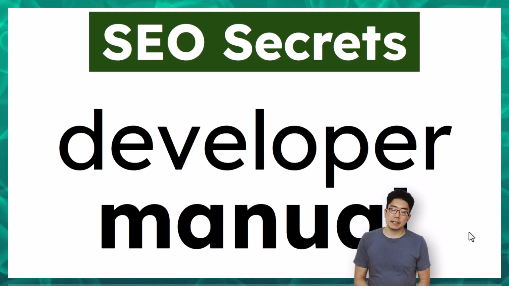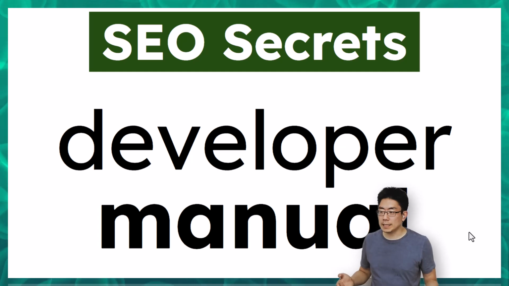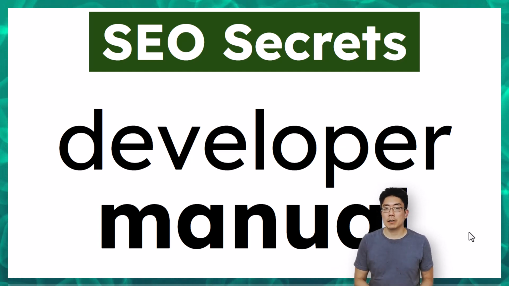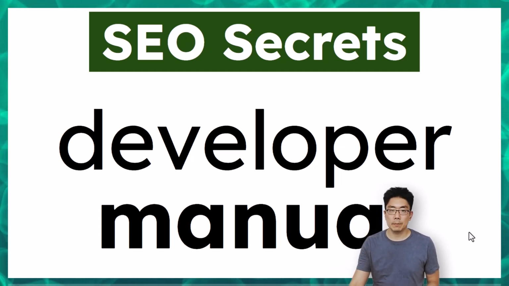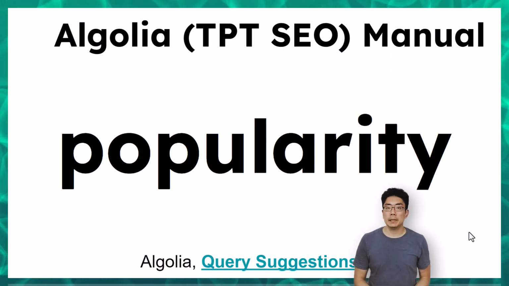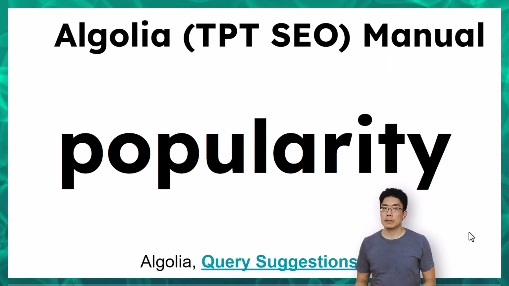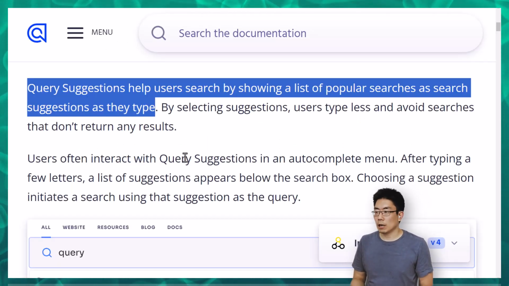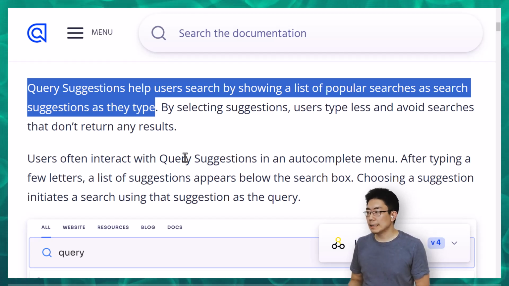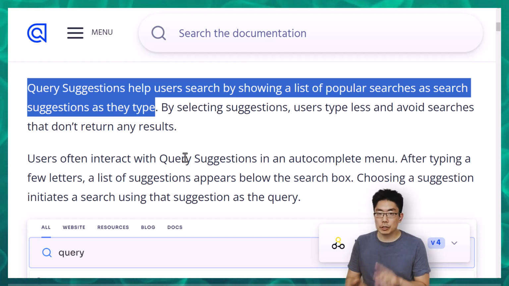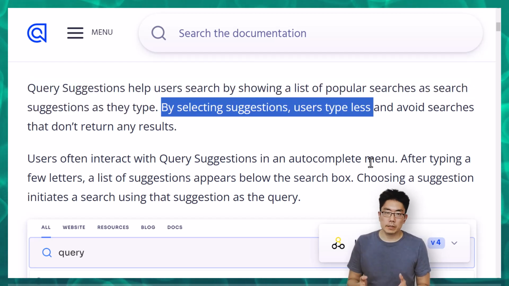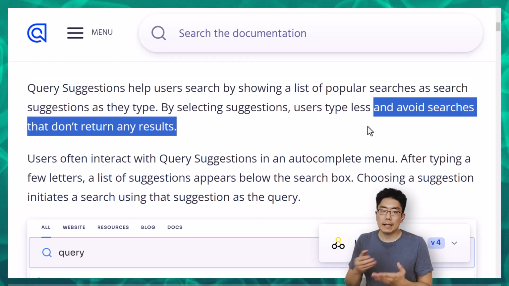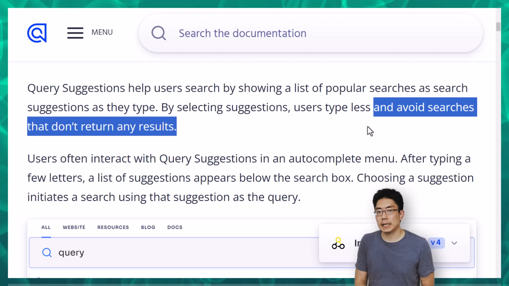This is my Sunday series. For the past 10 weeks, we've been looking at a different part of the developer manual for TPT search. TPT uses a company named Algolia to power their search engine, and Algolia has a metric in the data called popularity. So these query suggestions help users search by showing a list of popular searches as search suggestions as they type. And the goal is so that users type less and avoid suggestions that don't return any results.